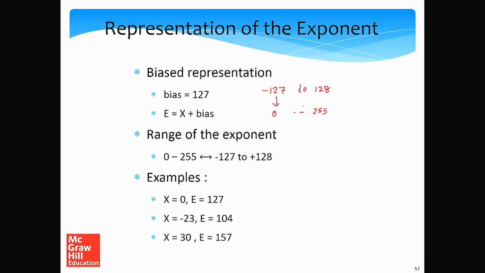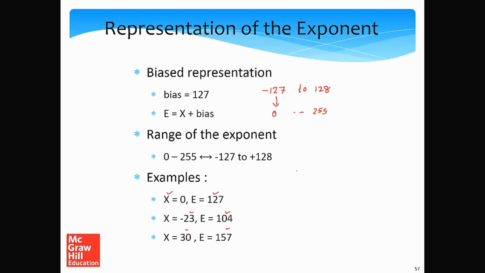So as I said, let's consider some examples. If the exponent is 0, we actually save 127. If the exponent is minus 23, we save minus 23 plus 127, which is 104. Last example, if the exponent is plus 30, we save 157.